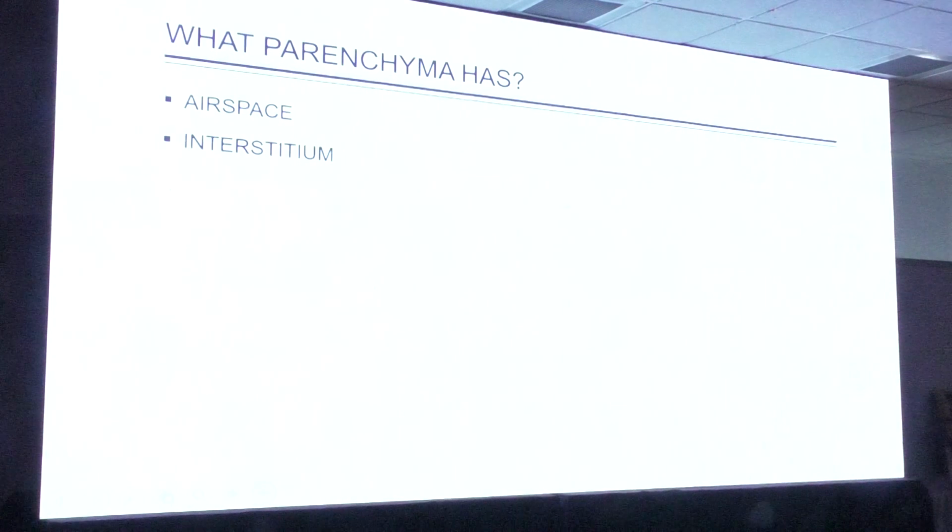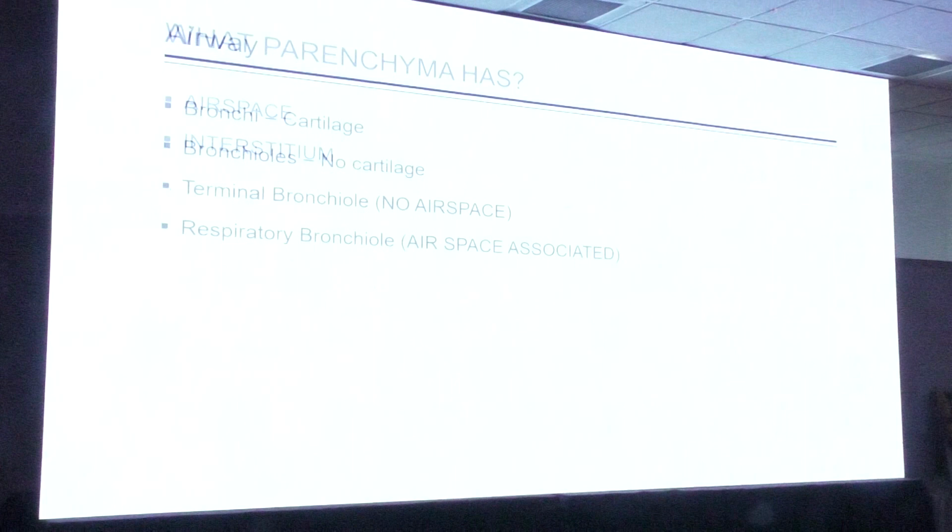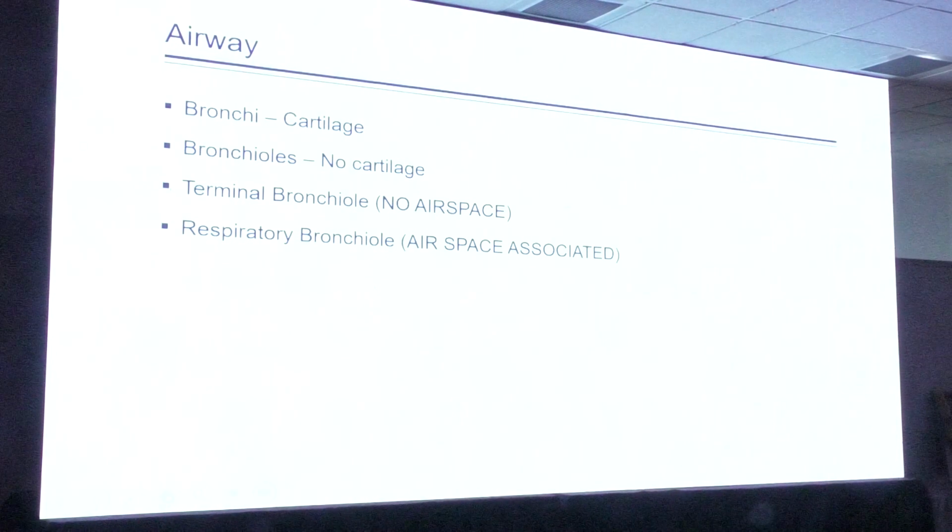So what is a parenchyma? A parenchyma has airspace and interstitium. Okay, what does the airway have? The airway has bronchi, which have cartilage, and bronchioles, which do not have cartilage. Then among the bronchioles, we have a terminal bronchiole, which does not have any air spaces attached to it, and we have a respiratory bronchiole, which has air spaces and participates in respiration.